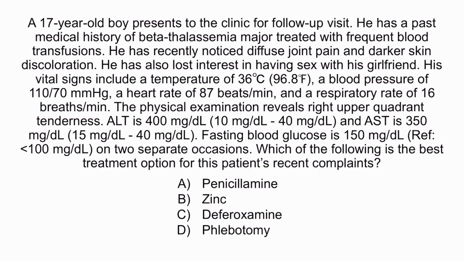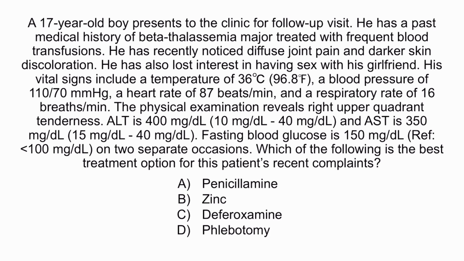A 17-year-old boy presents to the clinic for a follow-up visit. He has a past medical history of beta thalassemia major treated with frequent blood transfusions. He has recently noticed diffuse joint pain and darker skin discoloration. He's also lost interest in having sex with his girlfriend. His vital signs include a temperature of 36 degrees Celsius, blood pressure of 110/70, heart rate of 87 beats per minute, respiratory rate of 16.